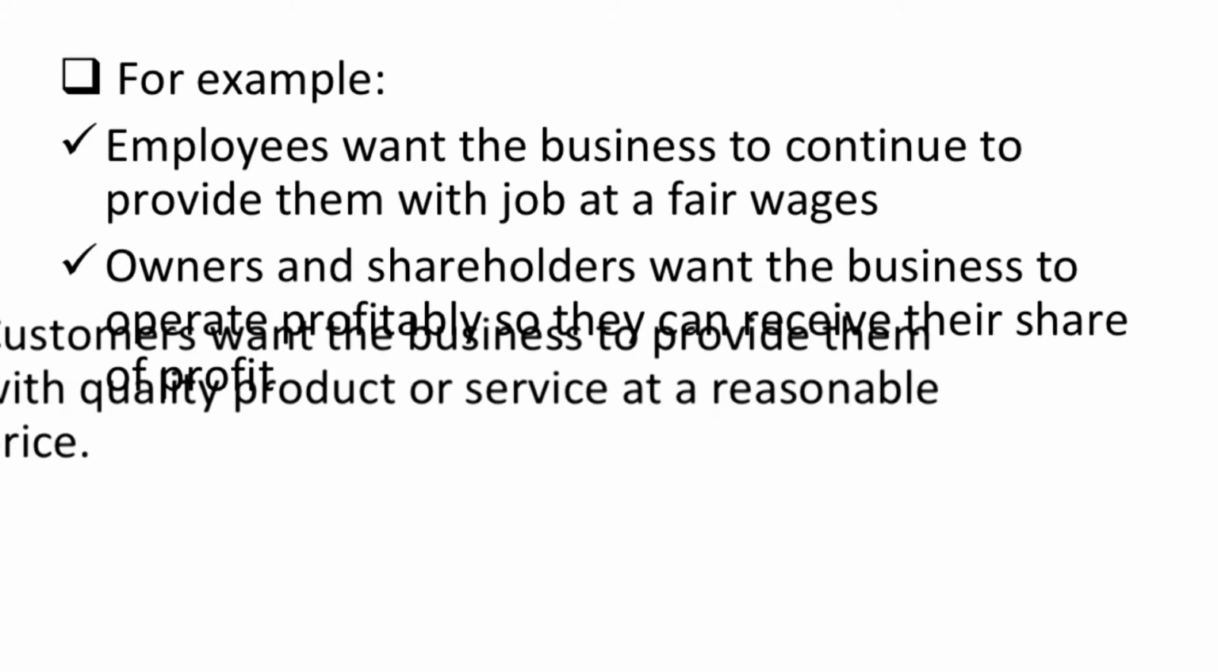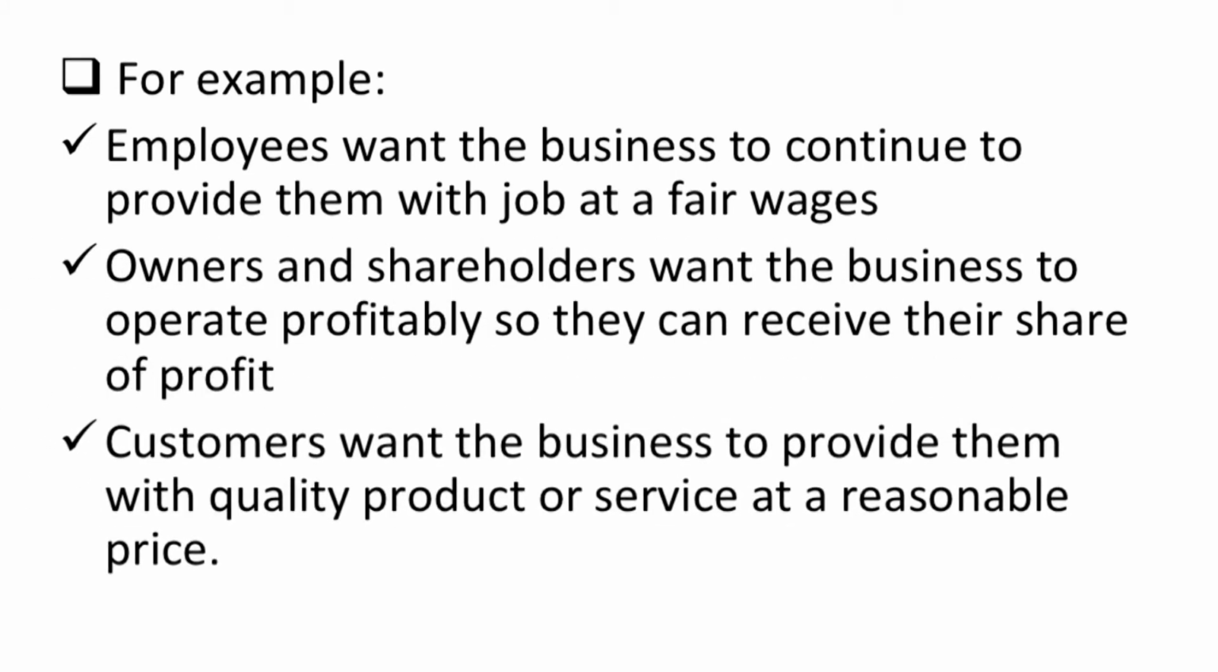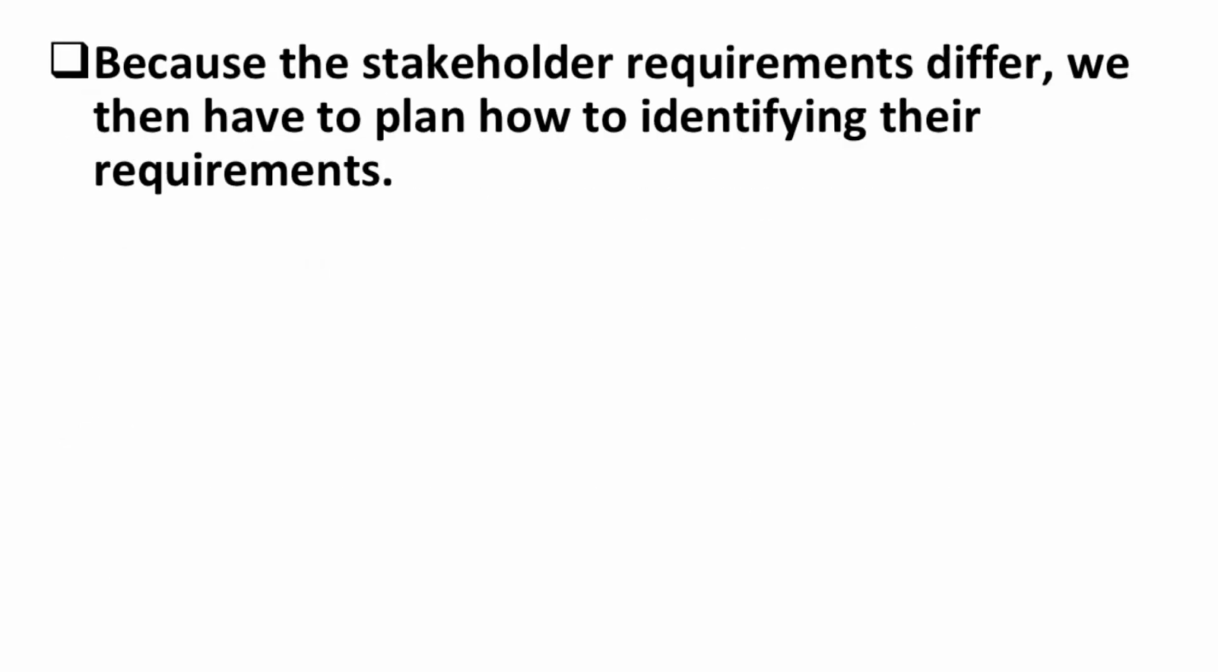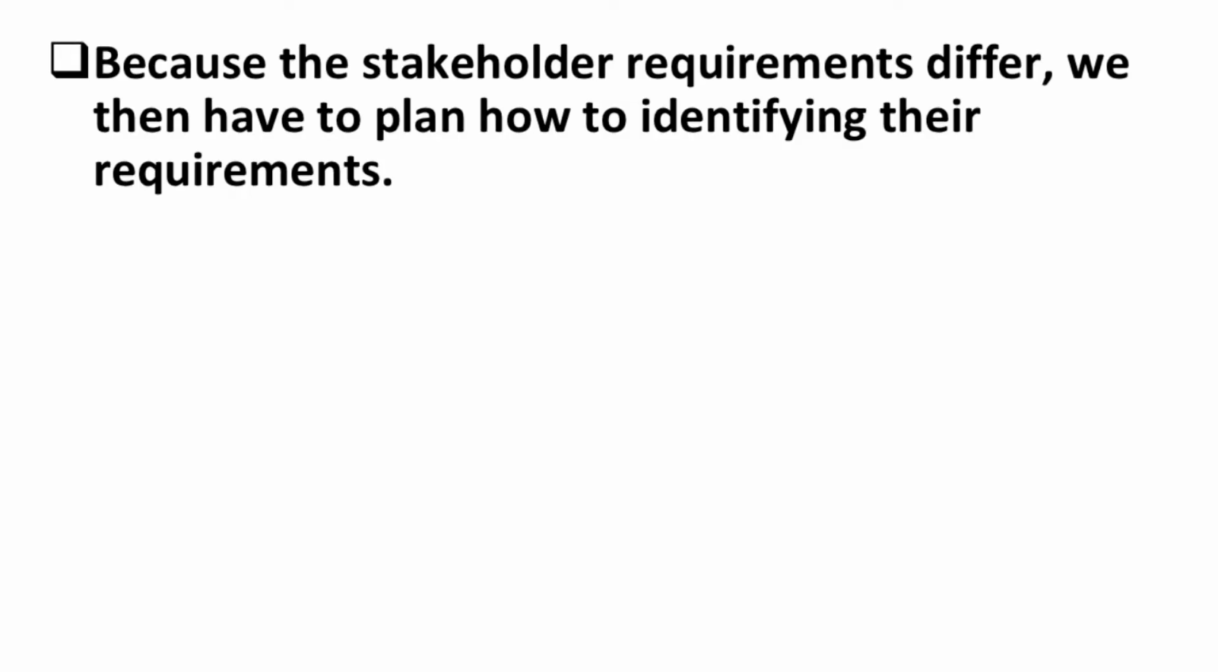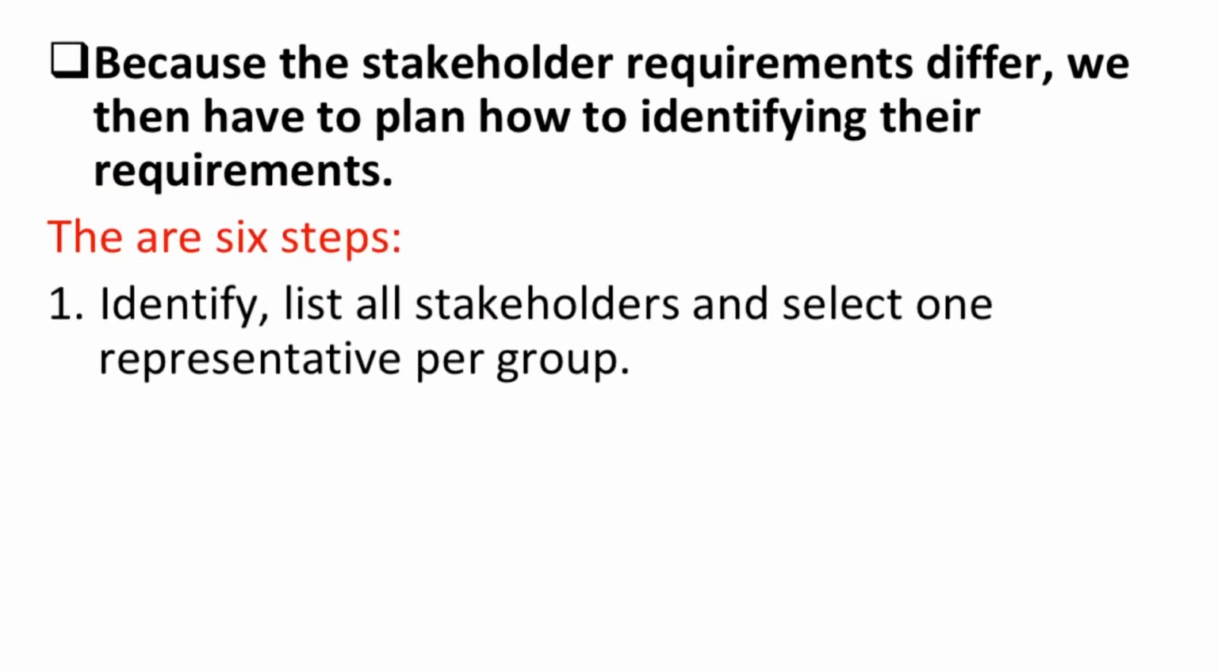Another thing, customers, as one of the stakeholders, want the business to provide them with a quality product or service at a reasonable price. Then, because their requirements differ as stakeholders, let's look at how we can plan on determining their requirements. They say we've got 6 steps. The first step is for us as an organization to identify the stakeholders.